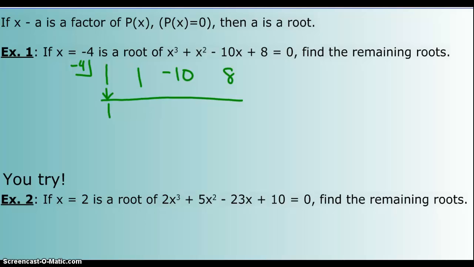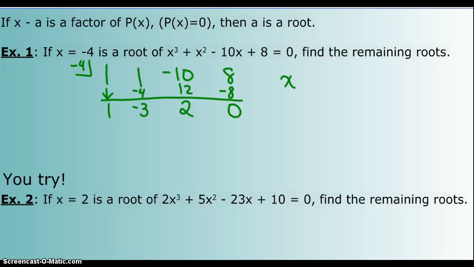my 1. 1 times negative 4 is negative 4. 1 plus negative 4 is negative 3. Negative 4 times negative 3 is positive 12. Negative 10 plus 12 is 2. And negative 4 times 2 is negative 8. Awesome. We got a 0. Now, I don't have any other roots, but I now know this went down a power.